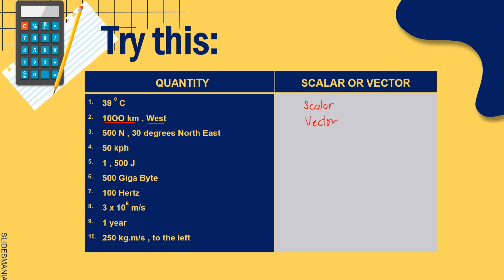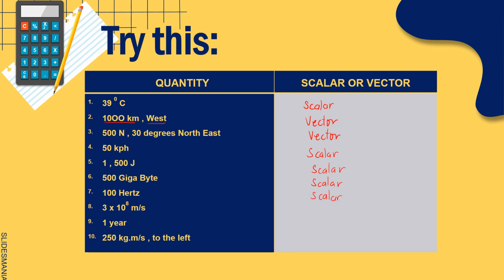For number 3, we have 500 Newton, 30 degrees northeast. That's a vector quantity. For number 4, it's 50 kilometer per hour. Obviously, it has no direction, so that's a scalar. Number 5, 1,500 joule. Okay, that's scalar. For number 6, 500 gigabyte. That's a scalar quantity. For number 7, it's 100 hertz. Of course, it's a scalar.